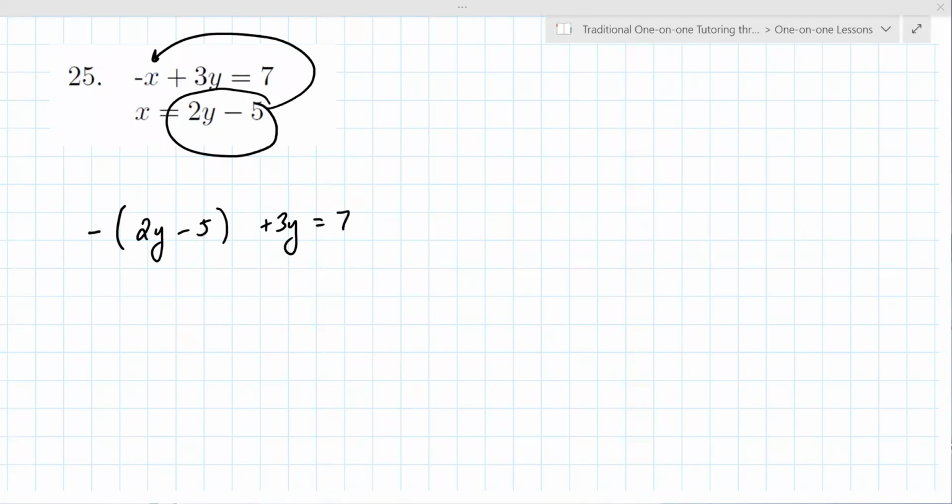For y, I got 2. Got y equals 2. Let me check that. Yes, y is 2. So go ahead and find x, please. For x, I got -1. Yes, that is correct.